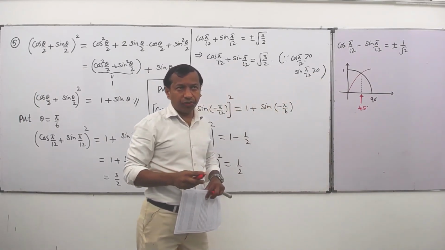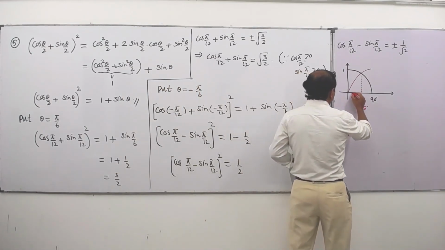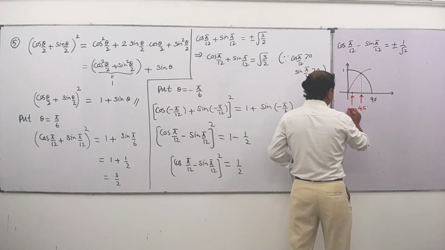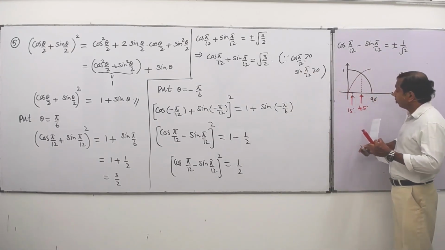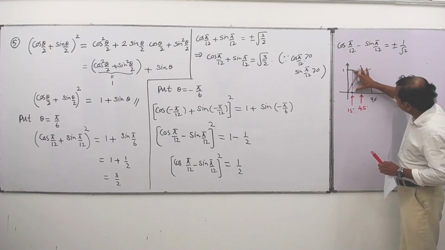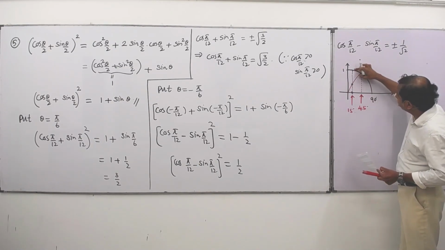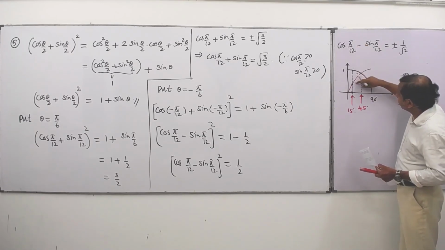Pi by 12 means 15 degrees, right? Then if I mark 15 here, you can see the angle 15 degrees. The sine value is given by this height, and the cos value is given by this whole height. You can see cos pi by 12 is bigger than sine pi by 12.